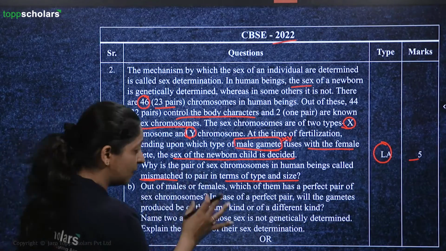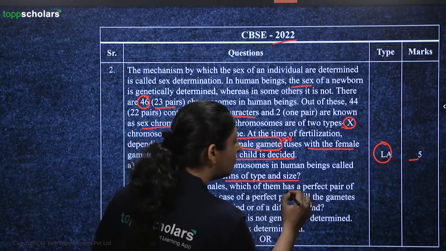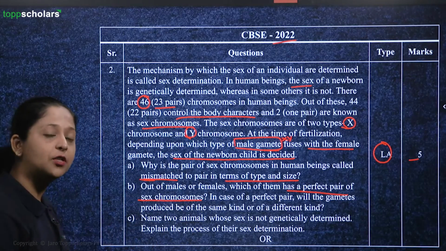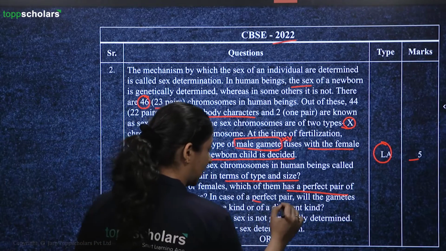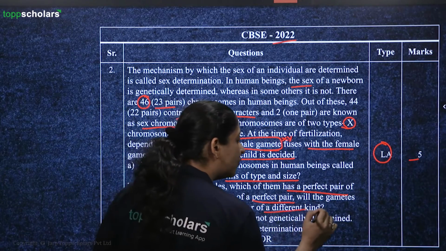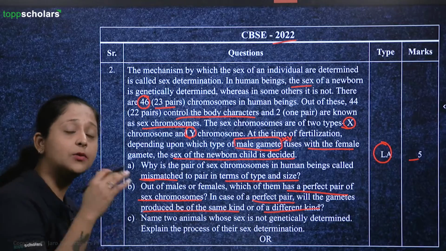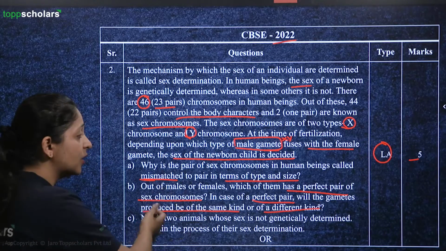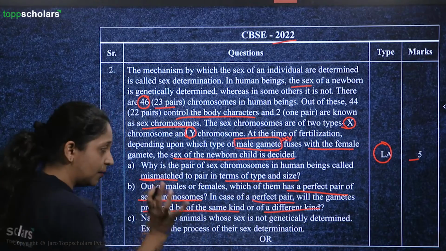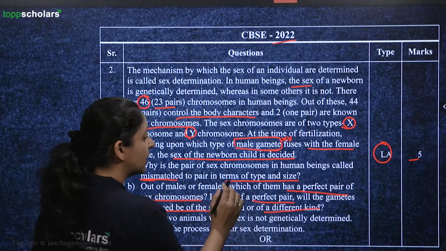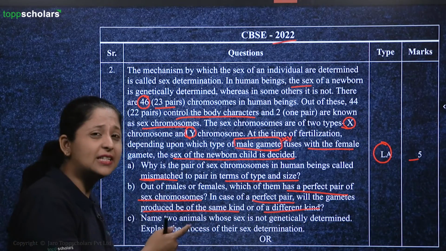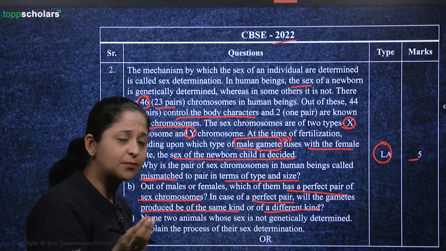Out of males or females, which of them has a perfect pair of sex chromosomes? In case of a perfect pair, will the gametes produced be of the same kind or of a different kind? What will happen then? That's what you have to explain here, correct? It's very easy, correct? You just have to know a few concepts about this.